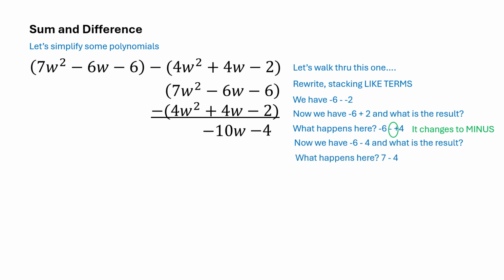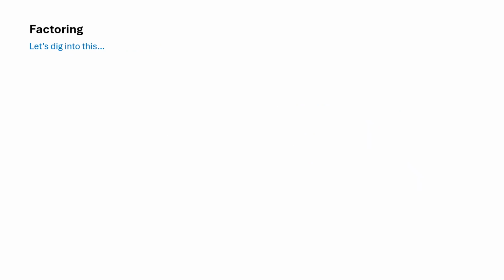Last one, 7 minus 4. This one should be easy. It's self-explanatory. Subtract the small from the big, keep the sign of the bigger number, which is 7 in this case, so it's a positive 3 at the beginning. Now I think you're ready to really dig into some factoring.